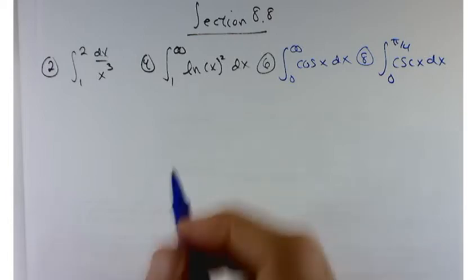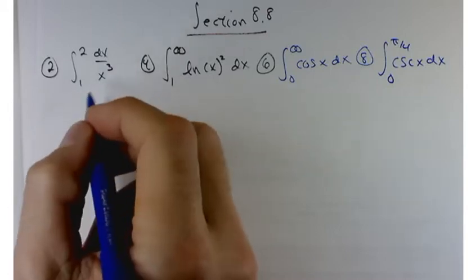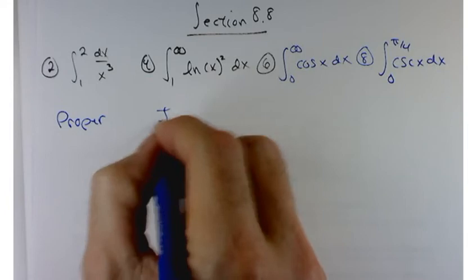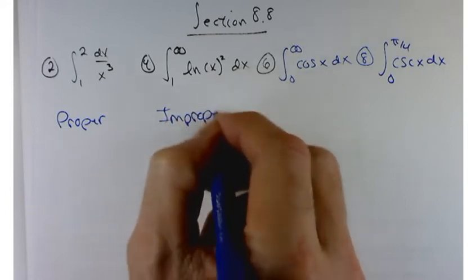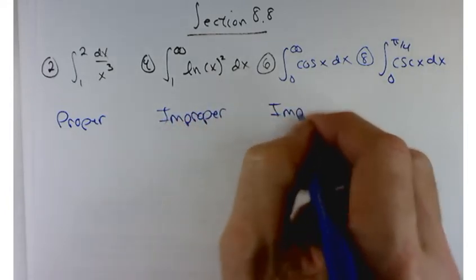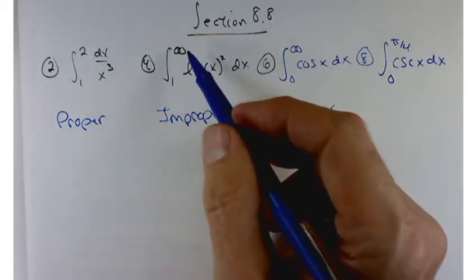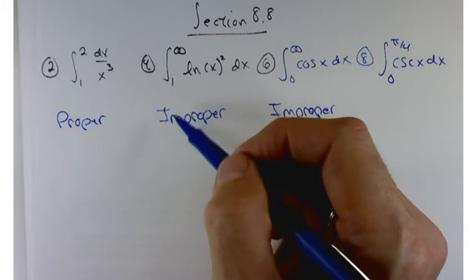So this one, there's nothing wrong with this one. This one's a proper integral. But the rest of them are improper integrals. And what makes it an improper integral is the limits. It could be on one end or both ends. You could have infinity or negative infinity.